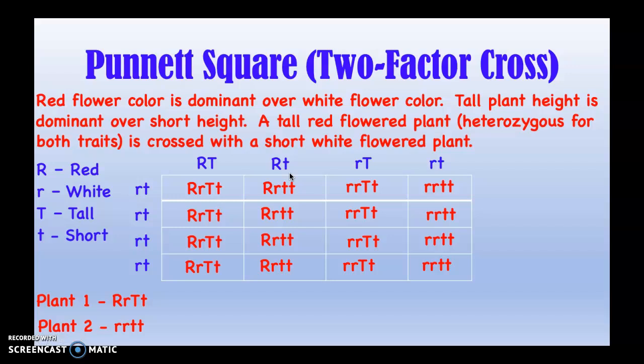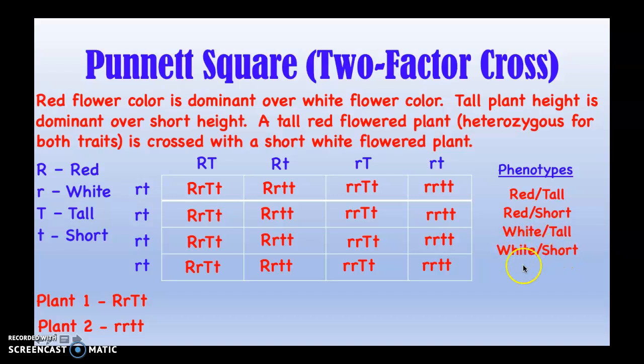I'm not as worried about genotypes as I am phenotypes. What are the possible phenotypes of the offspring? What's the possibility that they will come up? Now again, in two-factor crosses, there's always going to be 4 phenotypes. You can have both dominant traits, red and tall. You can have the dominant red with the recessive short. You can have the recessive white flower color with the tall dominant stem, or you can have both recessive traits.